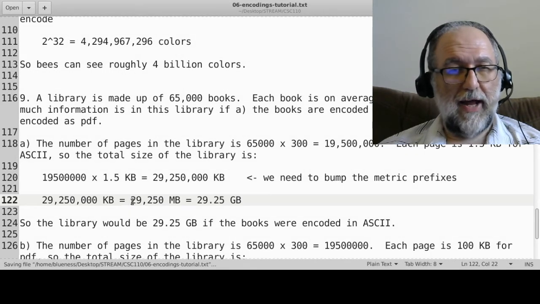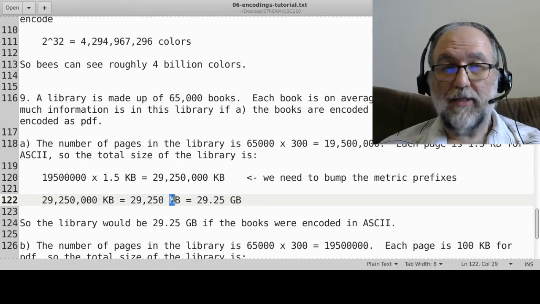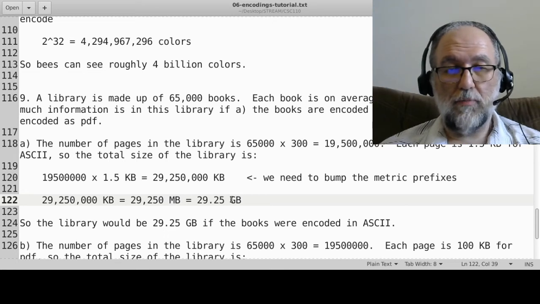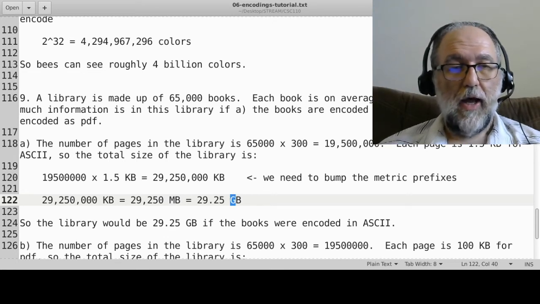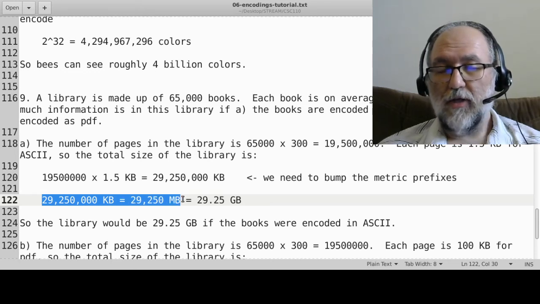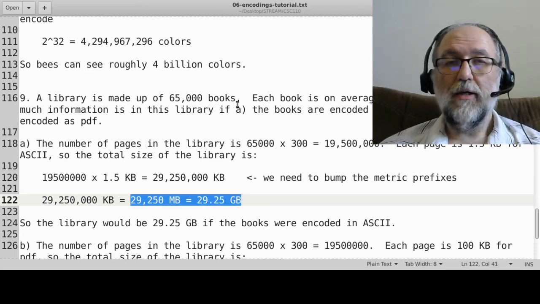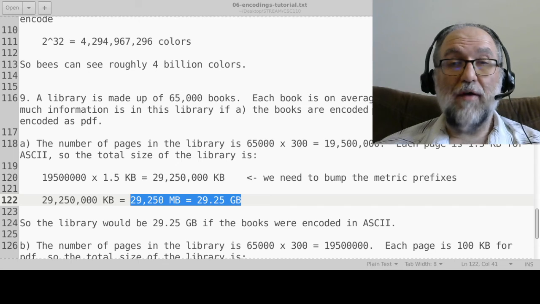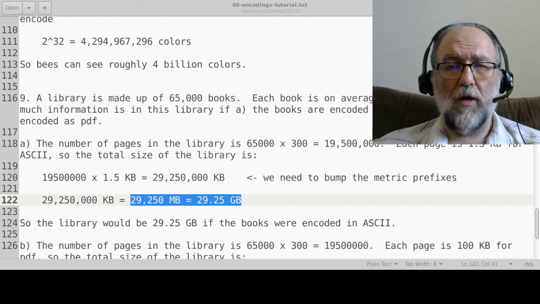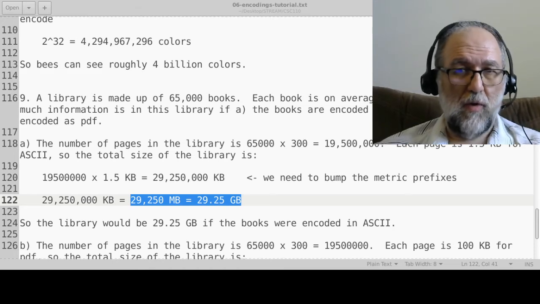And so over here, you're going to divide this number by 1,000. And so now you're going to get 29.25. And you're going to bump from mega to the next bigger metric prefix, and that's giga. Basically, we had to do this twice. We divided by 1,000 and bumped the metric prefix once from kilo to mega, and then we divided by 1,000 and bumped the metric prefix from mega to giga, and now we have a number which is of an appropriate size. Not too many zeros on the left and not too many zeros on the right.